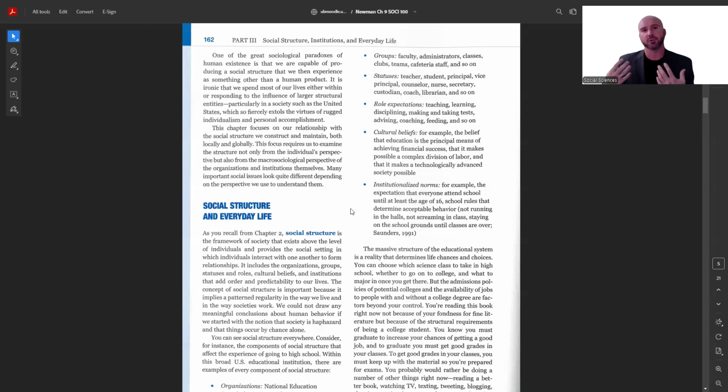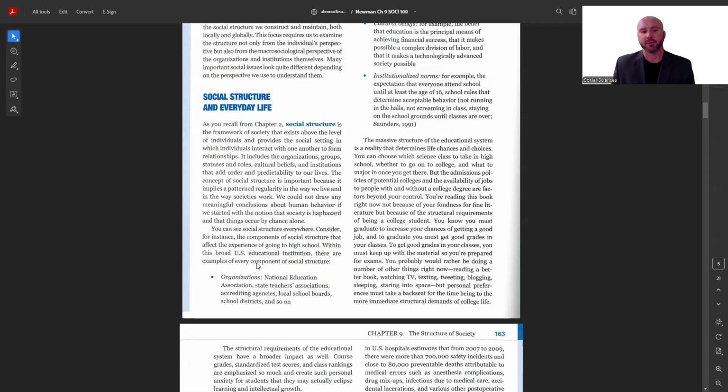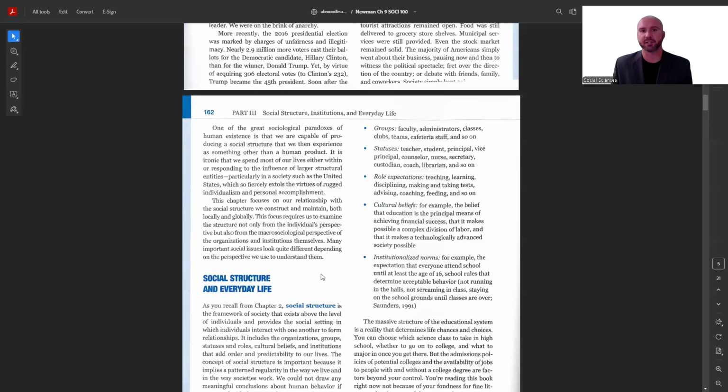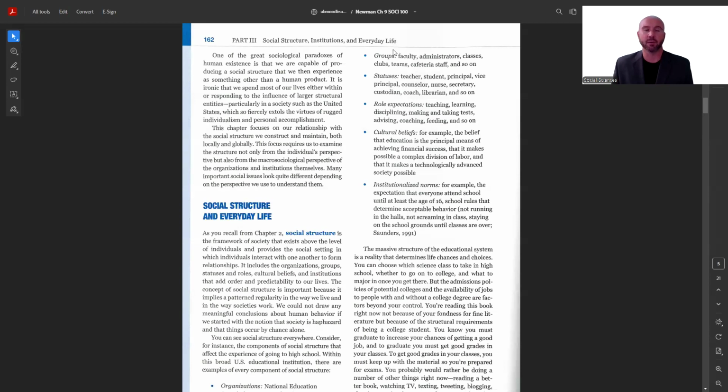We think about social institutions as the situations or contexts in which we interact with other people within groups, oftentimes within organizations. So, for example, Newman talks about organizations related to education, the institution of education, the National Education Association or the Ministry of Education, the groups that exist, so among the faculty, the staff, the students, classmates, fraternities, sororities, our different individual statuses as teacher, student, classmate, executive assistant, dean, principal, custodian, and the role expectations.